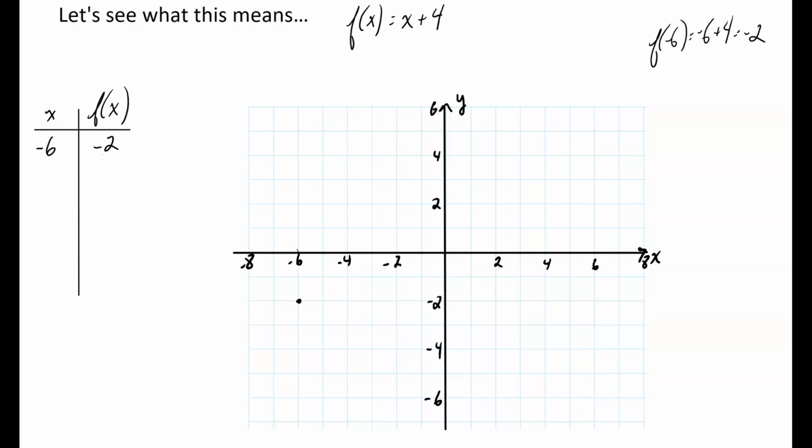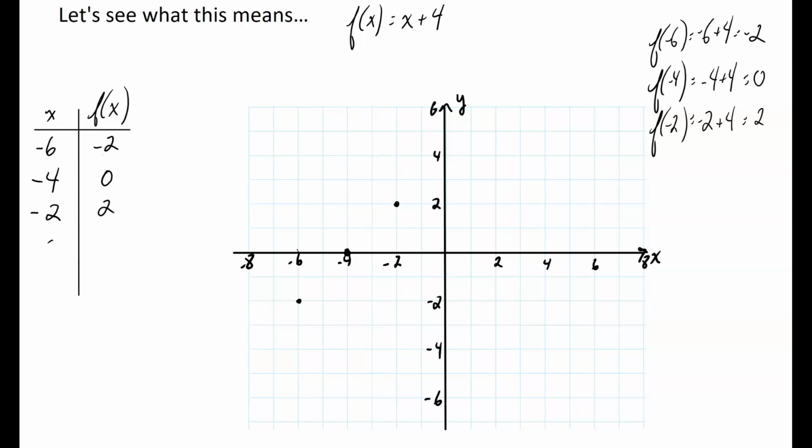Well, I'll try negative 4. F of negative 4 will be negative 4 plus 4, which is 0. So the f of negative 4 is 0. If I go over to negative 4 on the x and up or down 0, it sits right on the x-axis right there. So let's do negative 2. Might as well keep the spacing consistent. F of negative 2 is negative 2 plus 4, which is 2. We'll plot that. So negative 2 in the x, positive 2 in the y, right there.